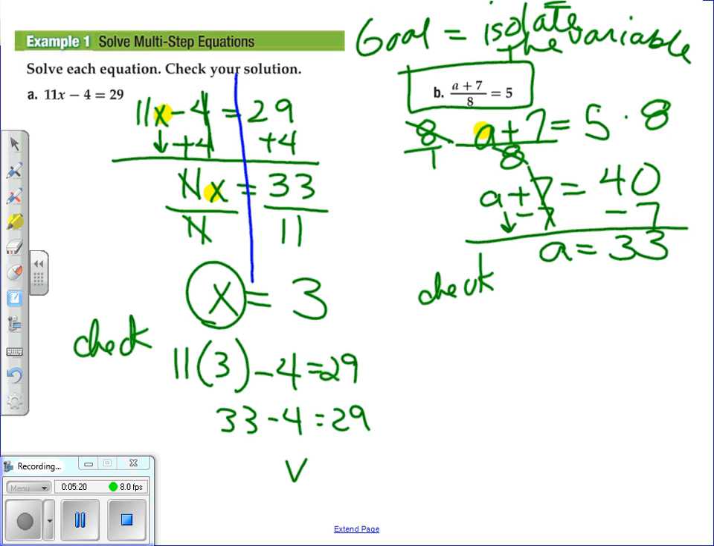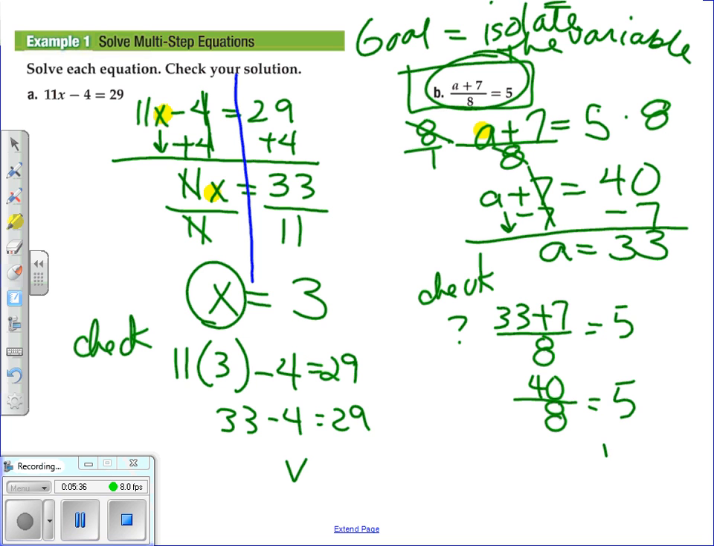I could check my work if I was a very thorough, conscientious, just ultimate student. Where there is an a in the original equation, I would substitute 33. 33 plus 7 over 8. Does that, in fact, equal 5? Well, 33 plus 7 is 40, divided by 8, does, in fact, equal 5. So yes, that is the right answer.